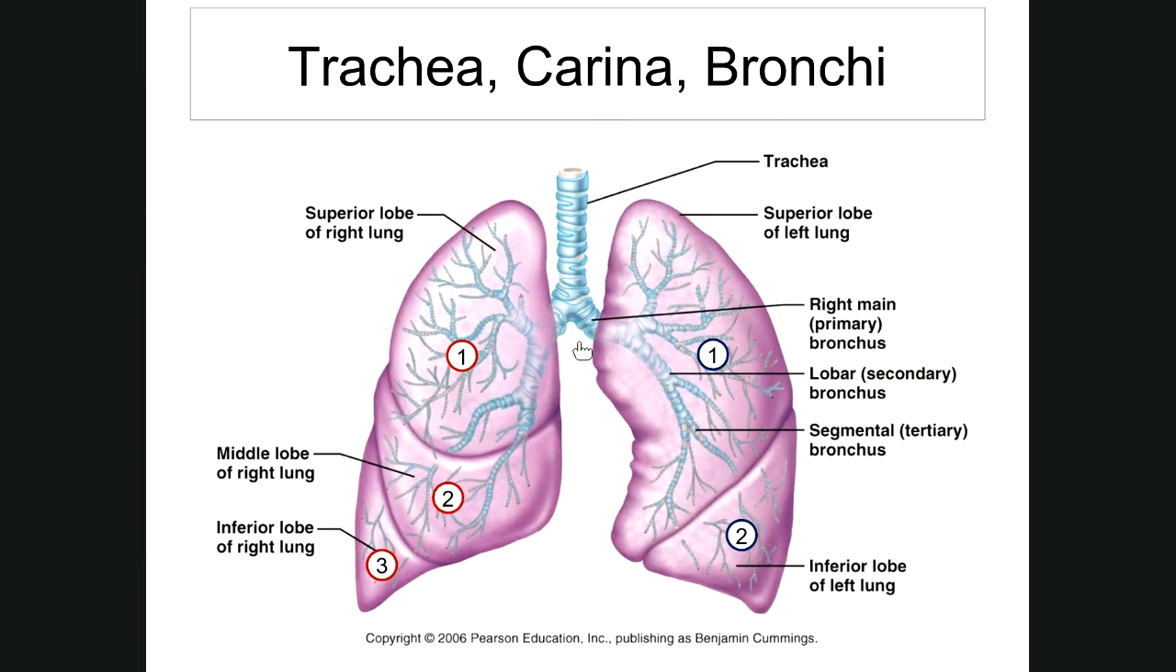Now, the primary bronchi, remember this on this side over here, this is the right. The right bronchus is shorter and more vertical than the left. Remember that picture's wrong. So the right primary bronchus is the first branch off of the trachea. The right bronchus is shorter and more vertical than the left.